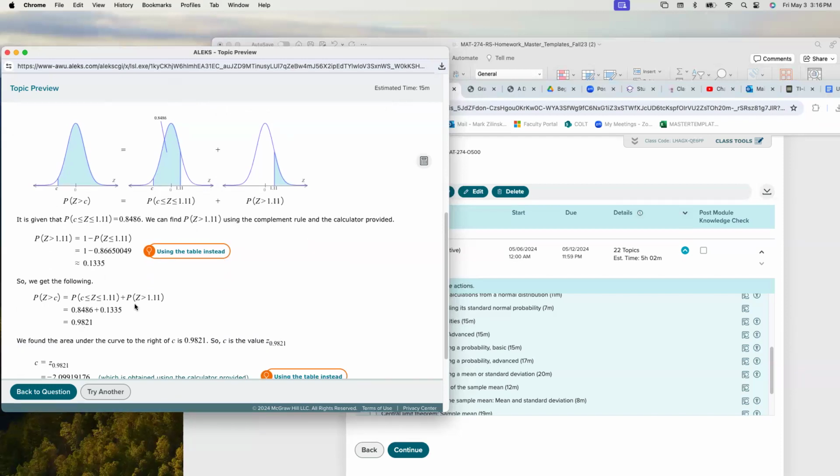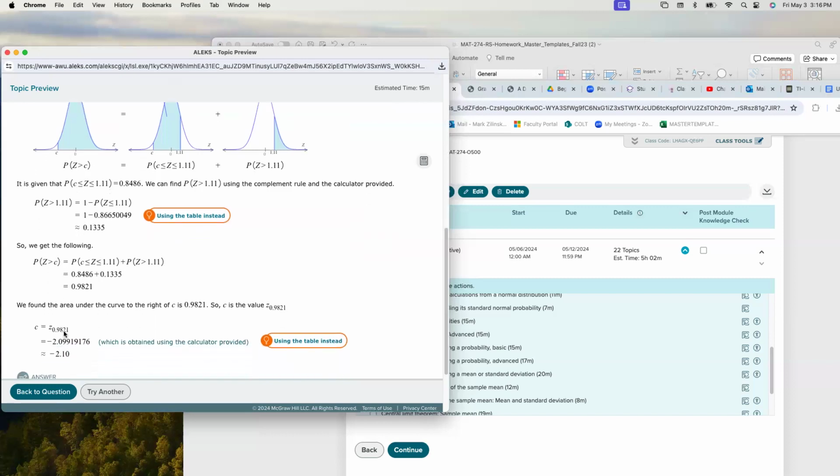So the idea now is that when we come over here to 0.98, we found the area to the right of that curve to be 0.9821. So that's this big area right here. That is going to give us that C that we're looking for. And we could look this up on the table, where we find a Z statistic that has a specified area to the right. That's how some of these tables work.